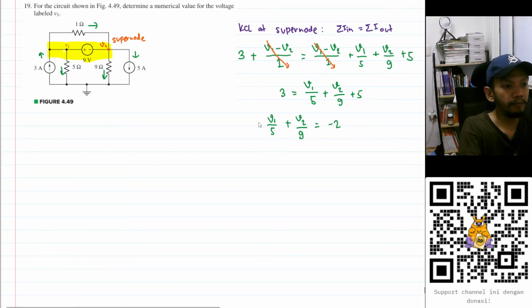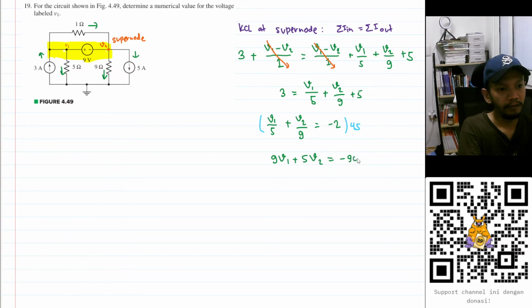Let's multiply both sides by 45 to get rid of the denominator. So I will get 9V1 plus 5V2 equal to minus 90. Save this as equation number 1. But we have 2 variables and only 1 equation. We still need 1 more.